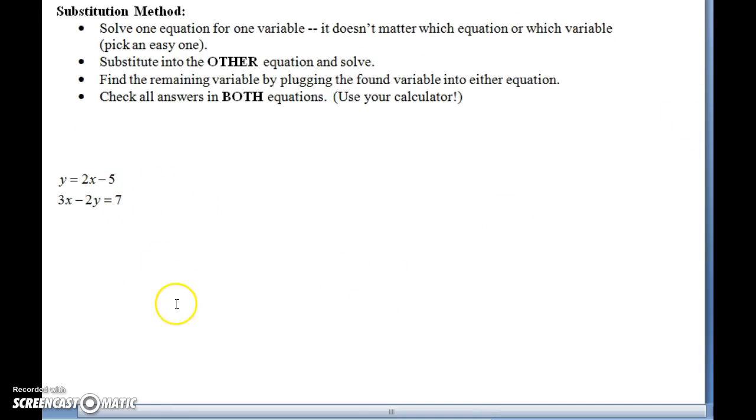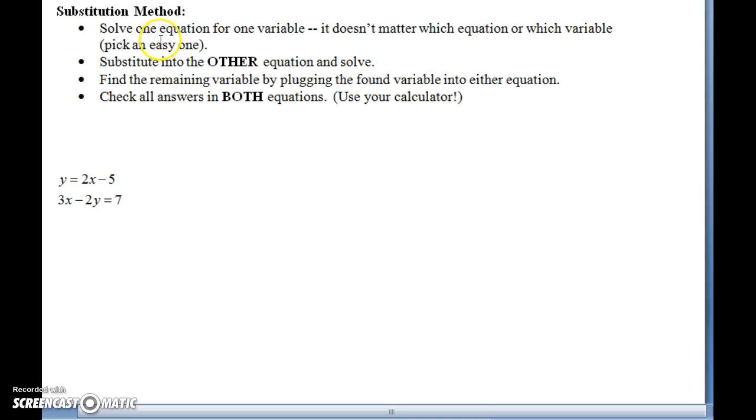Here is a system of equations. Y equals 2x minus 5 and 3x minus 2y equals 7. We want to find values of x and y that work in both equations at the same time. So let's remember how we do substitution.